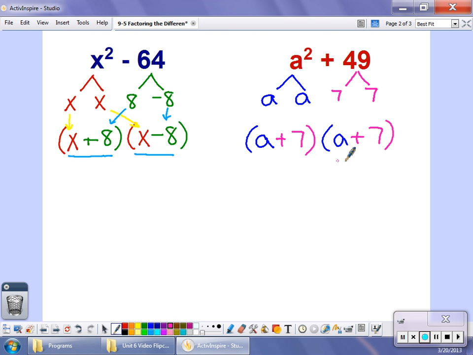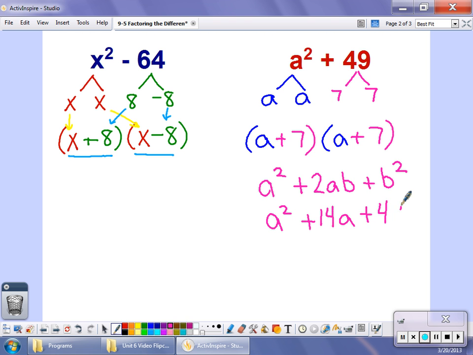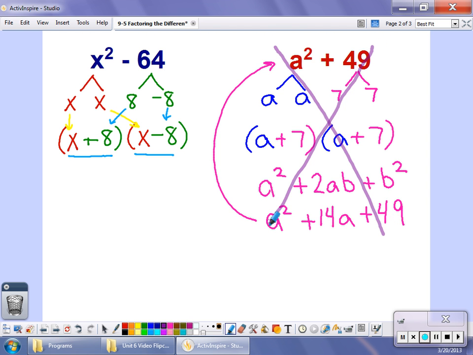And if I were to multiply this out, it's going to follow this pattern, a squared plus 2ab plus b squared. Okay, if I multiply this out, I'm going to end up with a squared plus 14a plus 49. And that is not what I started with. So remember, this idea only works when you have the difference of perfect squares. It has to be subtraction, not addition.